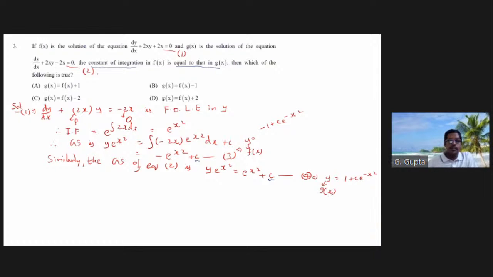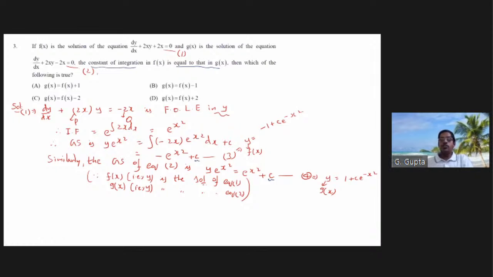Since f of x, that is y, is the solution of equation 1, g of x, again that is also dependent variable y, because linear equation in y, is the solution of equation 2. That is the reason. So what is the difference between f(x) and g(x)?